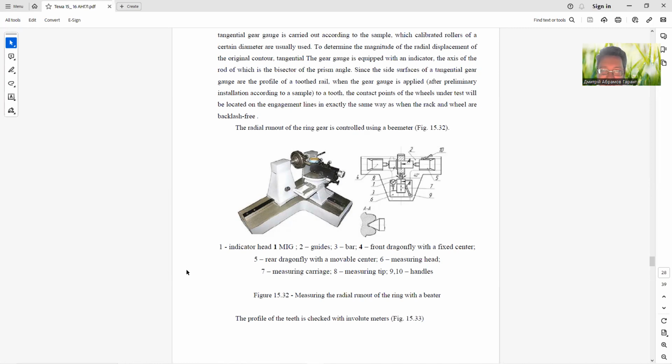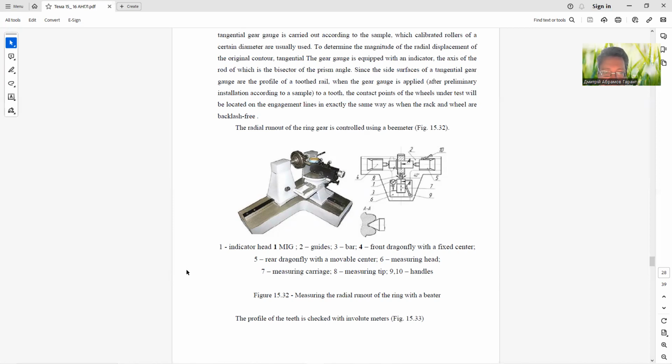Since the side surfaces of a tangential gear gauge are the profile of a toothed rack, when the gear gauge is applied after preliminary installation according to a sample to a tooth, the contact points of the wheel under test will be located on the engagement lines in exactly the same way as when the rack and wheel are backlash free.